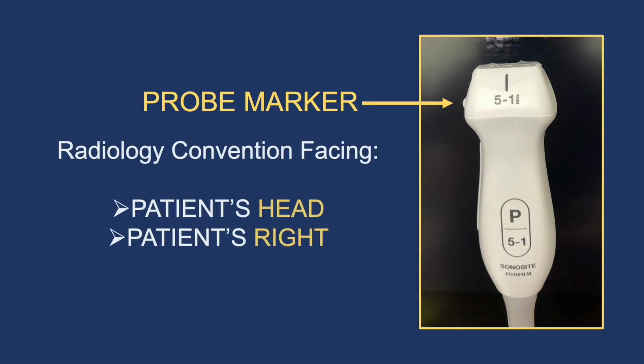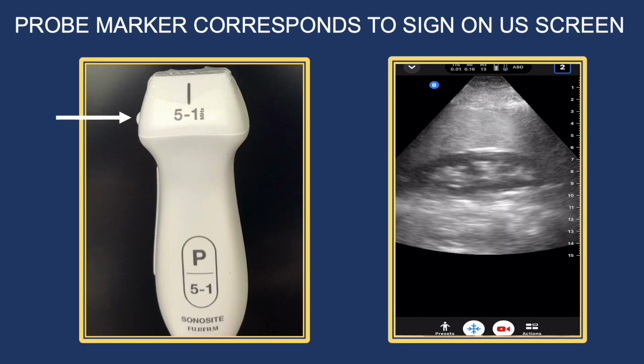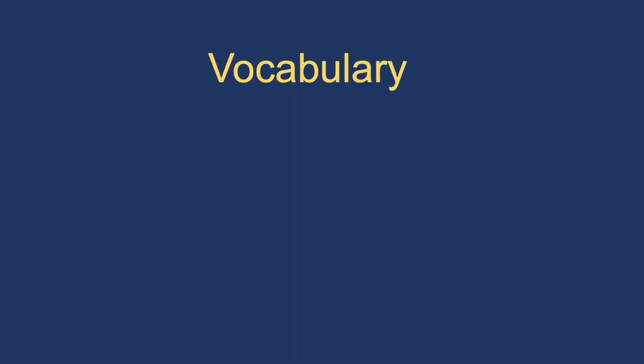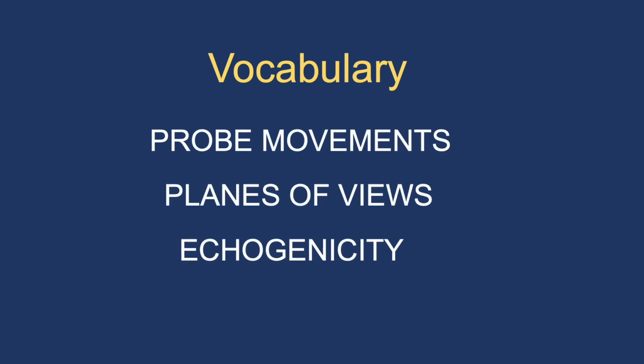When you are using the traditional radiology convention, you will want to point the probe marker to the patient's head or to the patient's right. The cardiac convention is different, and we will describe that when we are examining the heart. Here you see the probe marker and the screen marker, and that helps you orient yourself with your hand-eye coordination. The radiology traditional ultrasound marker will be on the left of the screen, and the cardiac will be on the right. Finally, we need to learn the vocabulary so we can communicate how to acquire and interpret the images. We will discuss probe movements, planes of view, and echogenicity.